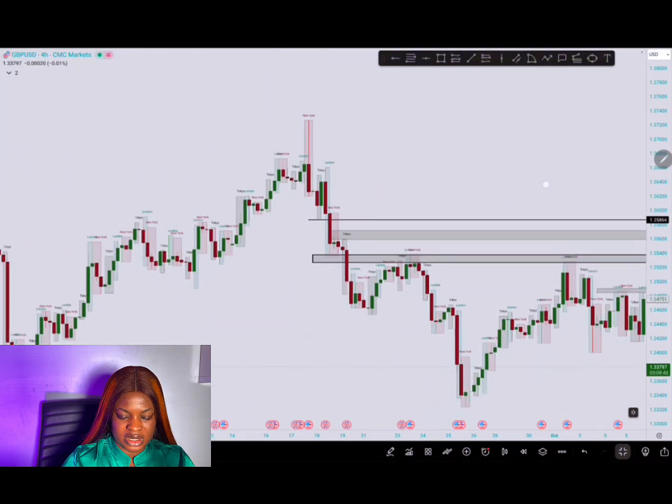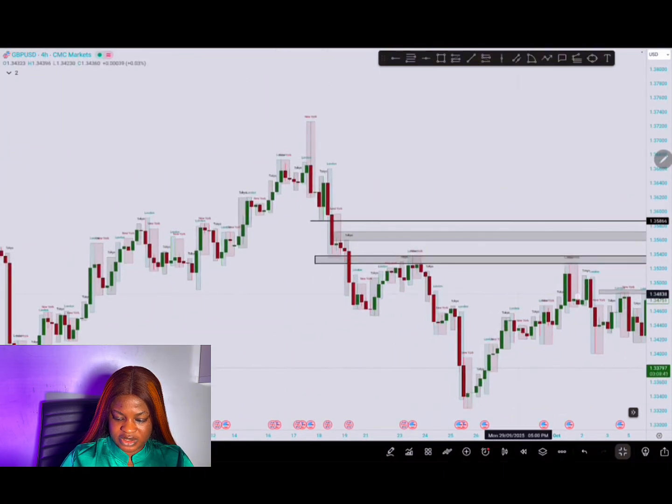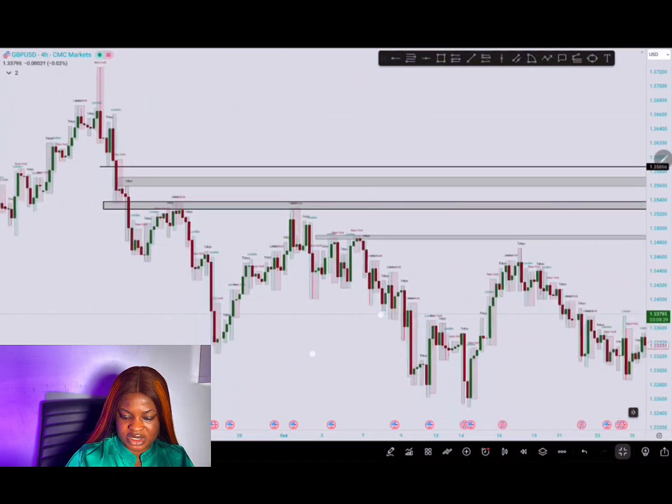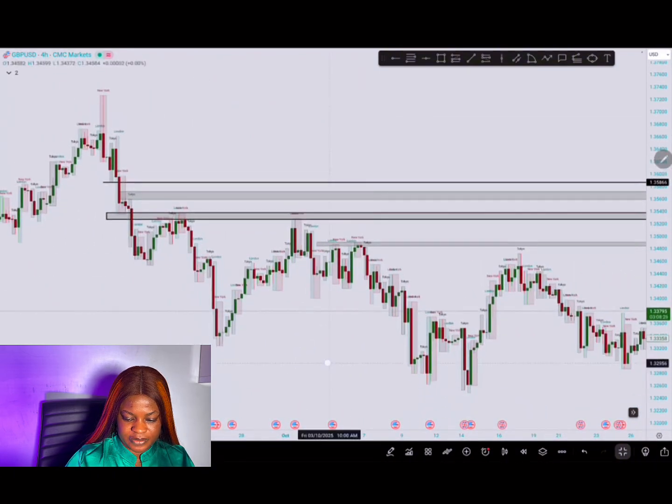So CHoCH is considered valid when the market breaks the previous higher low. That's when you know the sellers have taken over. So as you can see here, sellers took over the market, and it's been a downtrend. It's been a downtrend from here. This is where sellers took over. So this is our supply zone. This is where sellers took over from here to this point. So as you can see, a downtrend is like a staircase, break of structure to the downside.